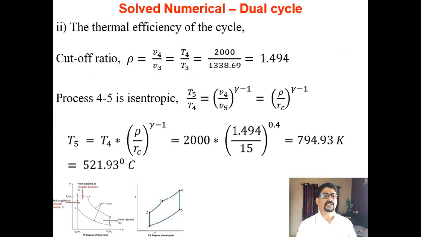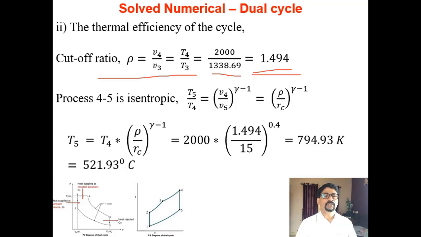Now coming to the thermal efficiency of the cycle. For that, let us find out the cutoff ratio first. The cutoff ratio rho is nothing but V4 by V3, which is nothing but T4 by T3. You know the values of T4 and T3, so the cutoff ratio is 1.494.